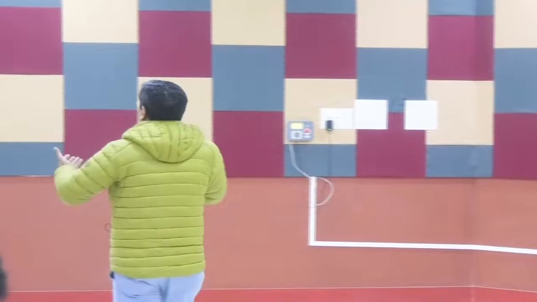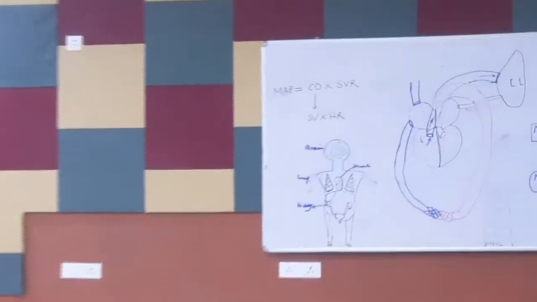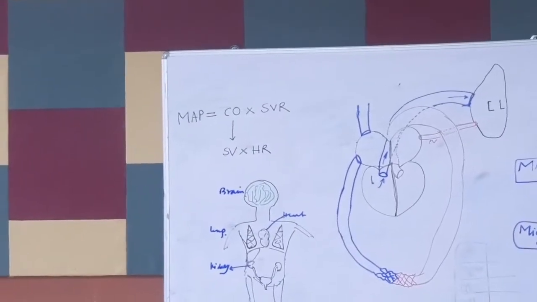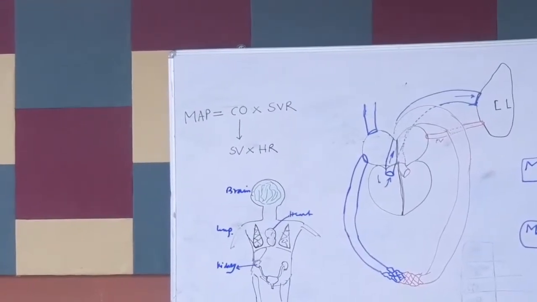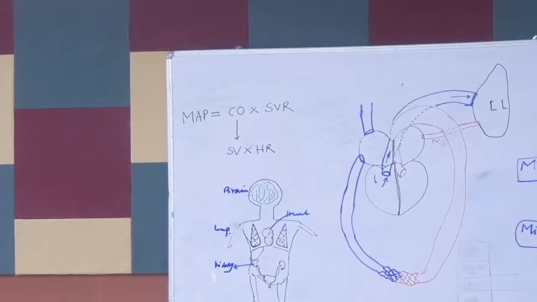Shock is an evolving process. Compensated shock. What will happen? The body will try to preserve blood to the important installations. What are the important installations in the body? Brain, lungs, kidney, heart definitely. The heart is pumping and will try to pump blood everywhere.